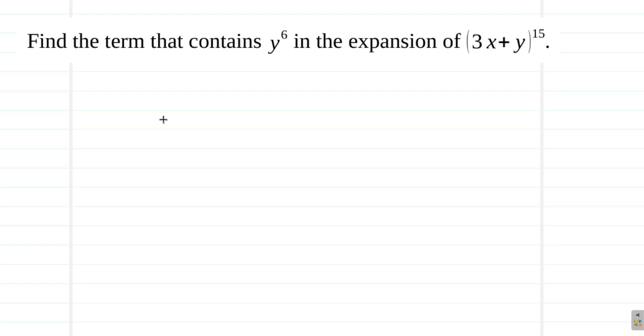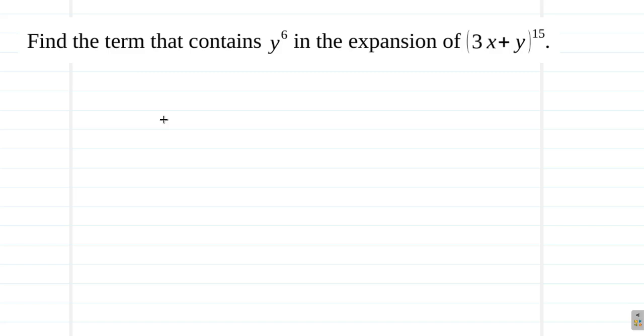Find the term that contains y to the 6th in the expansion of (3x + y) to the power of 15. Alright, what we have here is an expansion of a binomial, so we use the binomial theorem.